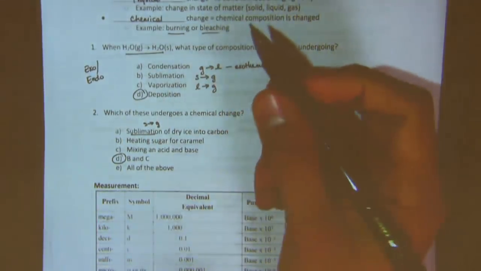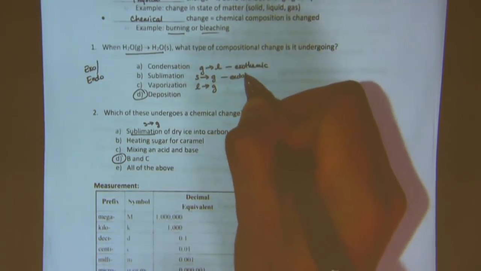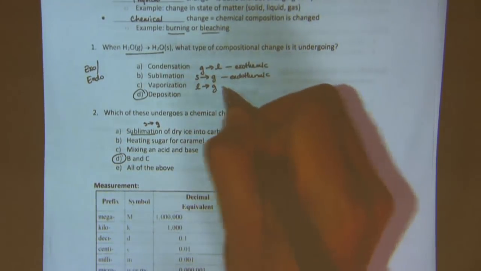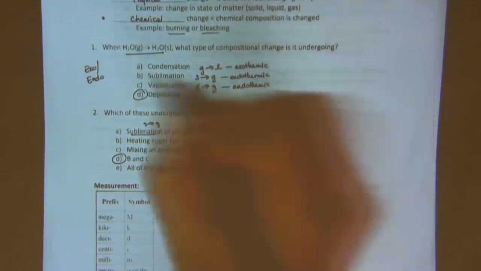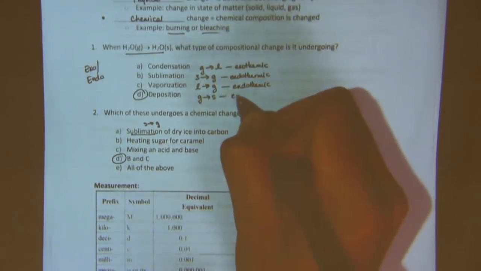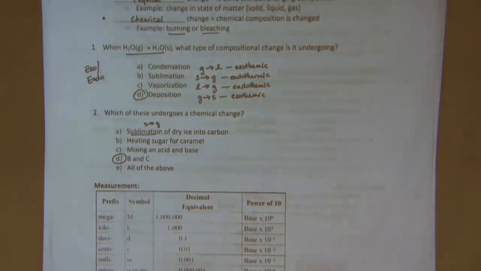From solid to gas, it became more hyperactive, so it had to gain energy. So it was endothermic. In vaporization, it went from liquid to gas. It's the same principle, it was endothermic. Deposition, gas to solid. It had to lose a lot of energy. Is that good? Yeah.